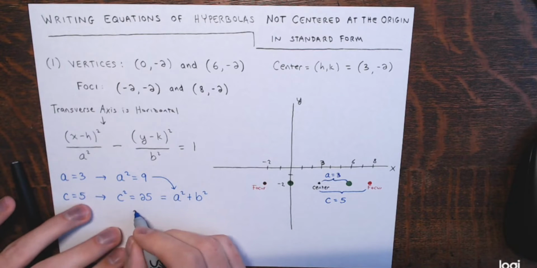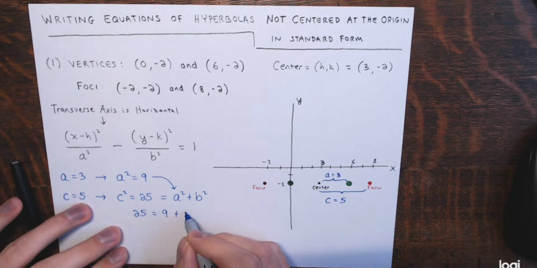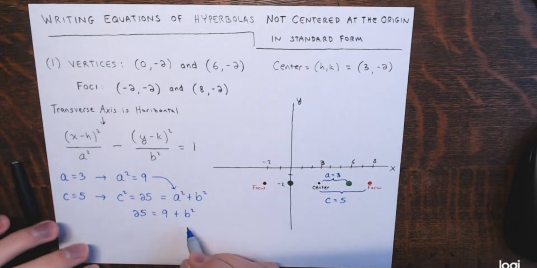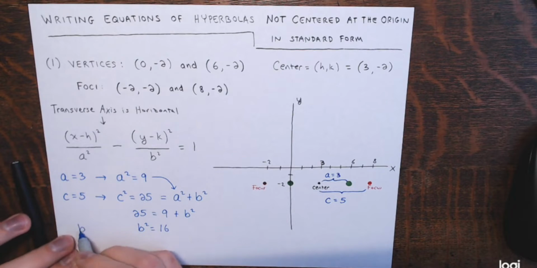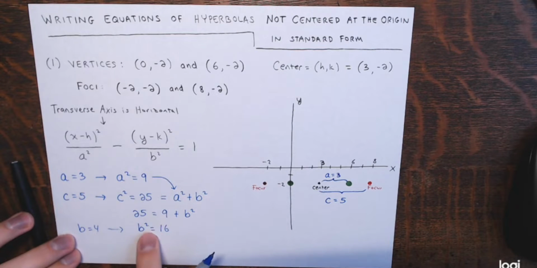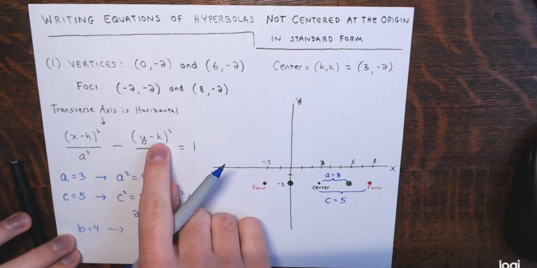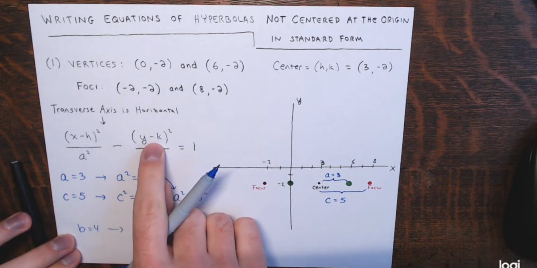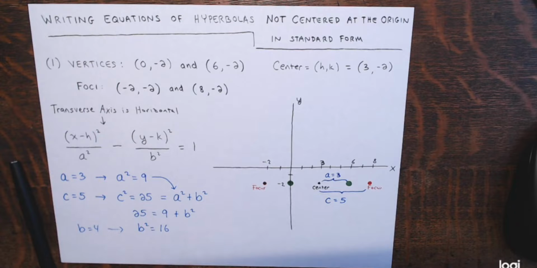So now we have 25 must be equal to 9 plus b squared. Then to get b squared, I simply subtract 9. 25 minus 9 is 16, which is a nice number. So b is 4. But when I write the equation, b squared is 16. 16 is going to be in the denominator under the y minus k squared, or y plus 2, because y minus negative 2 is y plus 2, k is negative 2. All right, but b is 4, so that's going to help me draw the rest of the hyperbola.